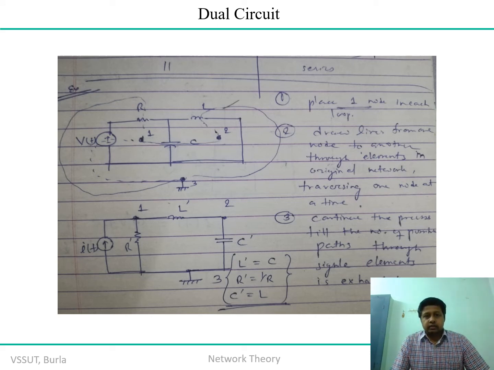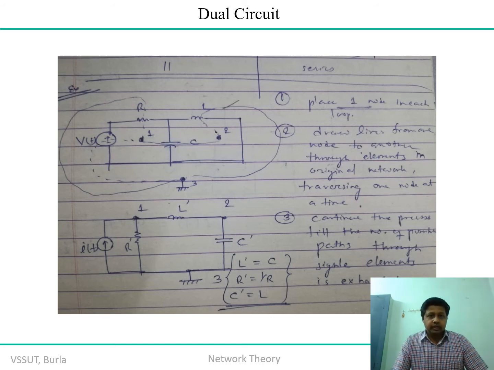Okay, so now between 1 and 2 in the original network there was a capacitance, so here it should be the inductance. The new inductance in the dual network is represented by L dash, the new resistance by R dash, and the new capacitance by C dash, to avoid any kind of confusion, where the value of L dash is equal to C, because L is the dual of the C.